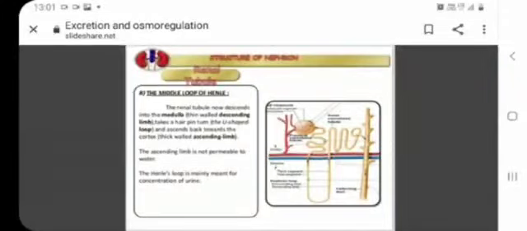The thin walled descending limb takes a hairpin turn, a U-shaped loop, and ascends back towards the cortex. The ascending limb is thick walled. The ascending limb is not permeable to water. The Henle's loop is mainly meant to reabsorb water or concentrate the urine.